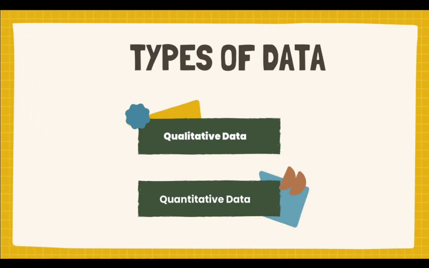Now that we understand data, let's talk about its types. There are two main types of data, the qualitative data and the quantitative data. These two types are very important because they help us recognize and understand information better.